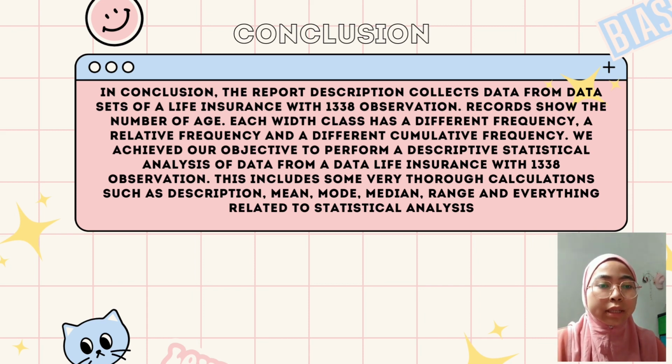In conclusion, the report describes data collected from datasets of a life insurance with 1,338 observations. Records show the age. Each weight class has a different frequency, a relative frequency, and a different cumulative frequency. We achieved our objective to perform a descriptive statistical analysis of data from a life insurance dataset with 1,338 observations.